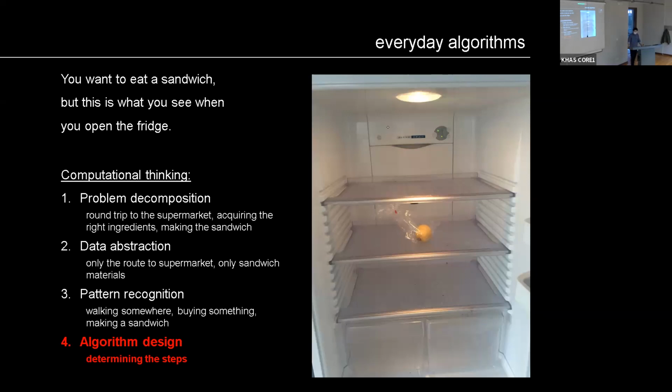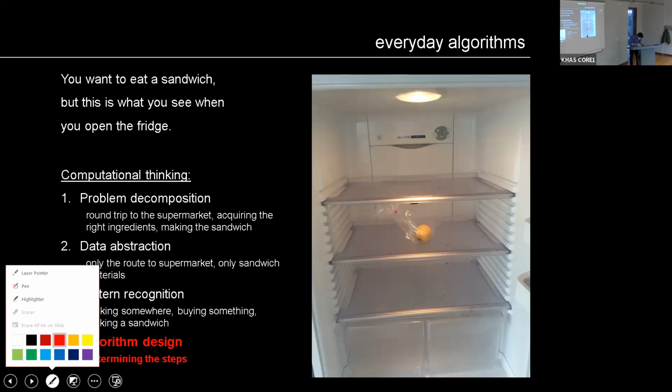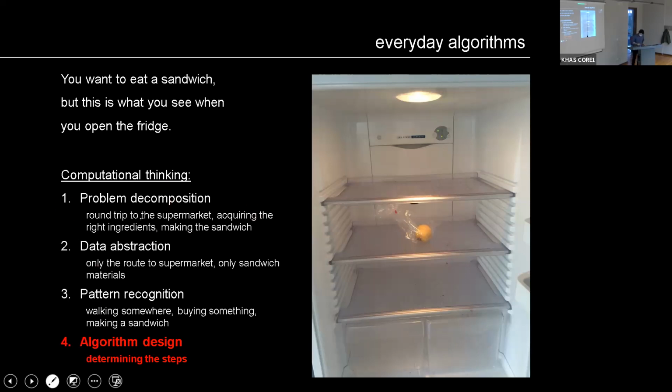So as a computational thinker, you will divide the problem into 4 major parts, and this is how you are going to analyze this issue. In the problem decomposition step, you divide the problem into sub-problems. As you can see here, these are the sub-problems that we have to solve in order to make a sandwich. We should solve the problem of a round trip to the supermarket, acquiring the right ingredients, and making the sandwich. These are our sub-problems, and we will have further issues regarding the sub-problems.